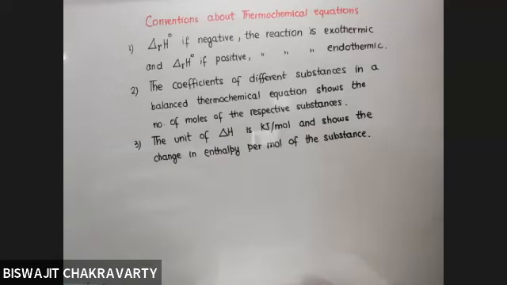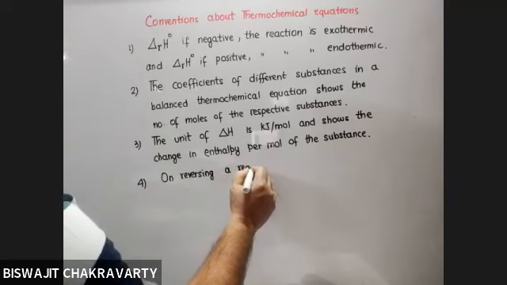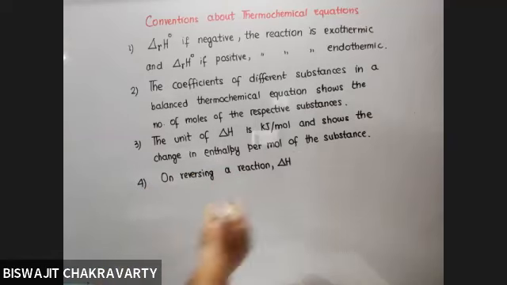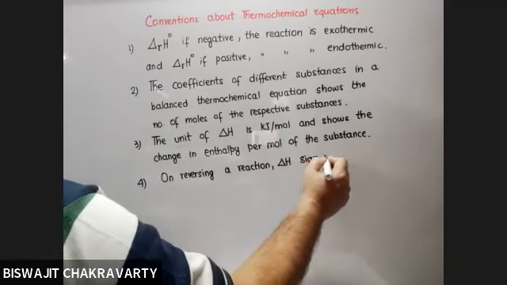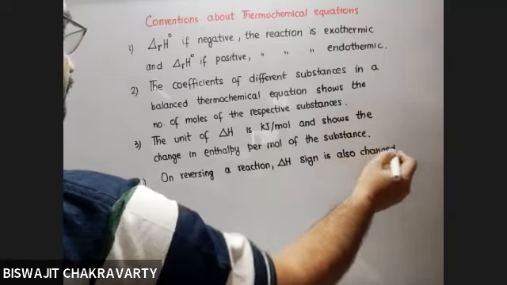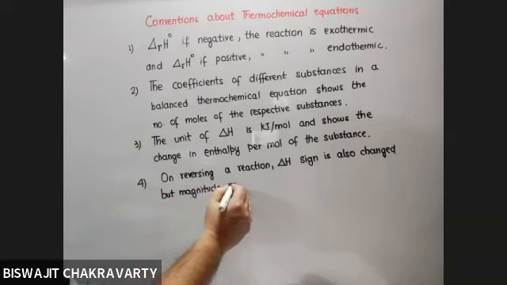Point number 3, on reversing a reaction, delta H sign is also changed. So when you reverse a thermochemical reaction, the sign of delta H changes, but the magnitude remains the same.